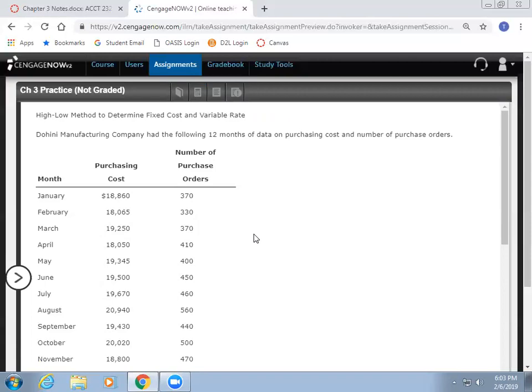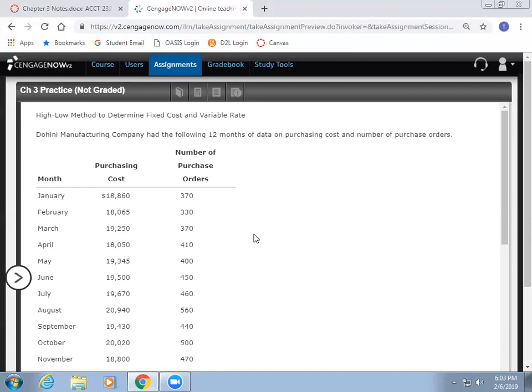We have the following 12 months of data on purchasing cost and number of purchase orders. So we are making the assumption here that the number of purchase orders is a cost driver, meaning that they influence our purchasing cost. So that's our assumption here. So given this data, we have 12 months worth of data showing our purchasing cost and the number of purchase orders processed each month. We know this is our total cost, okay? We don't know what our fixed costs and our variable costs are.